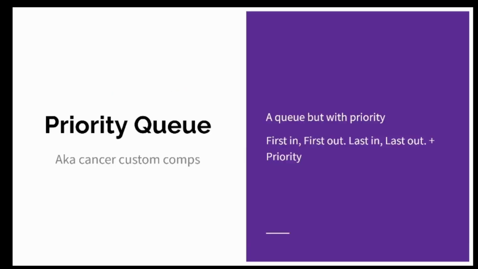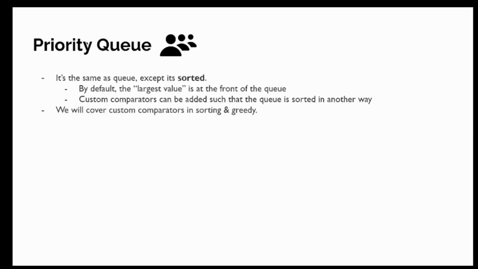Okay, priority queue. A queue but with priority. First in, first out, last in, last out. So a priority queue works just like a queue. You can only come in from the back and leave from the front. But what's different with this is that it is sorted. So a priority queue is sorted, and by default, the largest value is at the front of the queue. You can use a custom comparator to make it such that the queue is sorted the other way. E.g., if the default is from smallest to largest, you can use a custom comparator to make it sorted from largest to smallest.